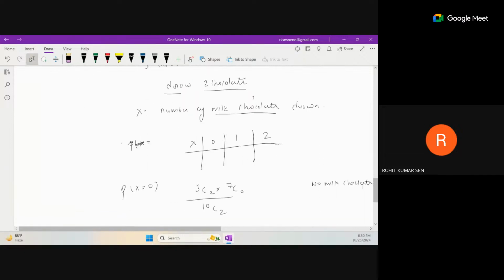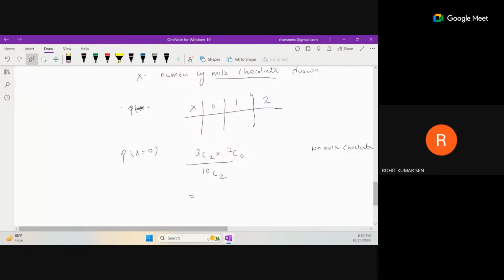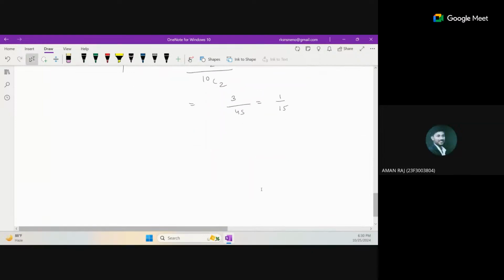Now you just need to solve it. What is 3C2? It is 3. And what is 10C2? It is 45. So it is going to be 1 by 15.